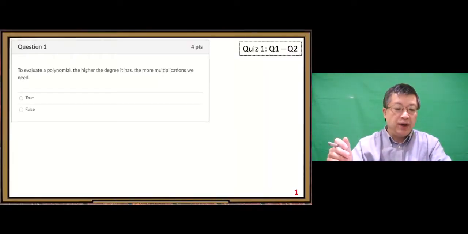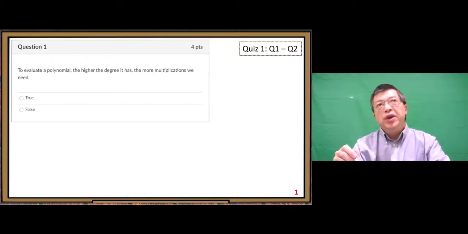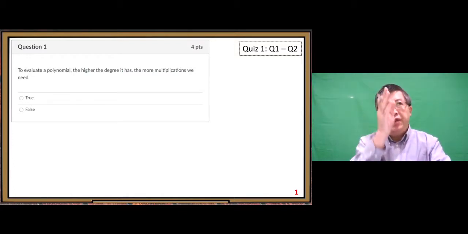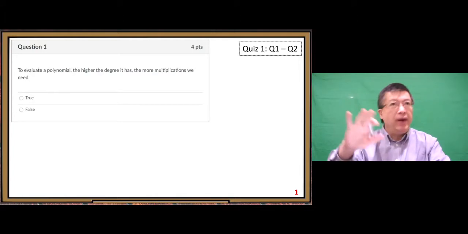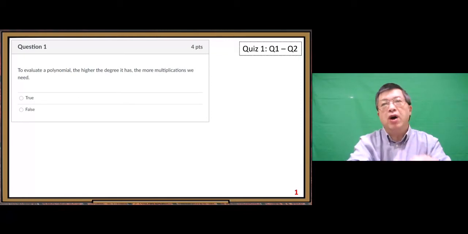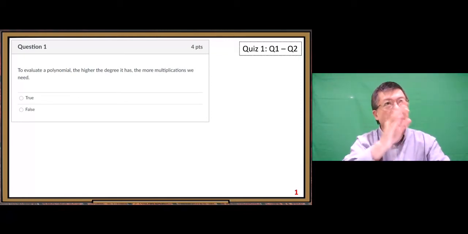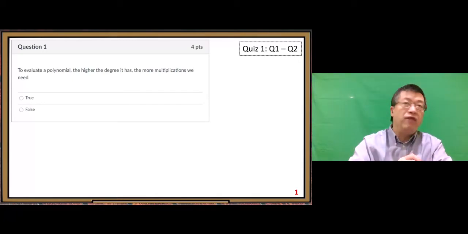The first question: to evaluate a polynomial, the higher the degree it has, the more multiplications we need. We need to make sure that if we say this statement is correct, it must be completely correct. There is no special case where it is wrong. When we make a statement, it must be 100% correct. You cannot find any counterexample. If you find one counterexample, it is wrong. Here we can find a counterexample.